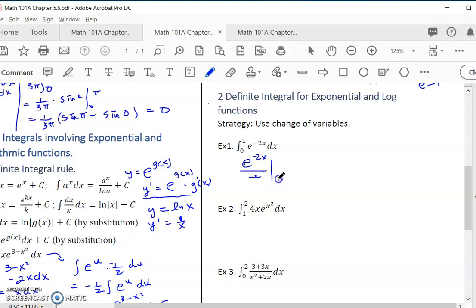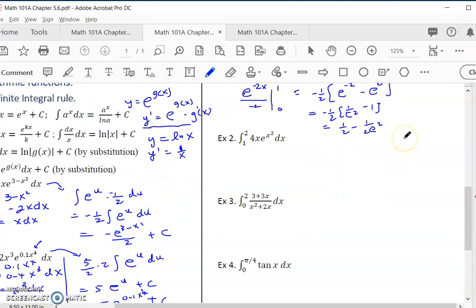But then we evaluate from 0 to 1. You can do the negative 1/2 outside, and so e of negative 2 minus e of 0, right? So that means negative 1/2 times (1 over e squared minus 1). So that is 1/2 minus 1 over 2e squared. Okay, so for an exact value, you just leave it that way.